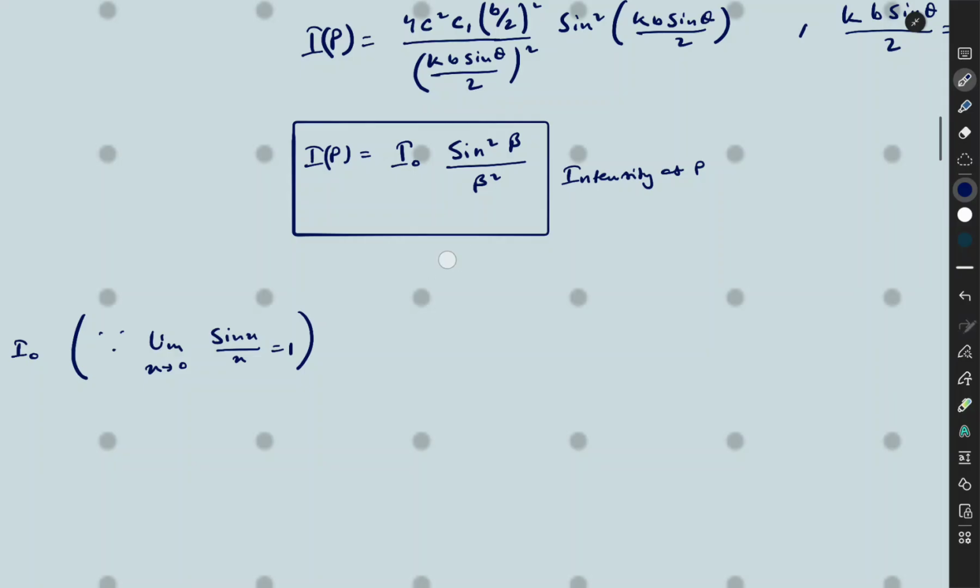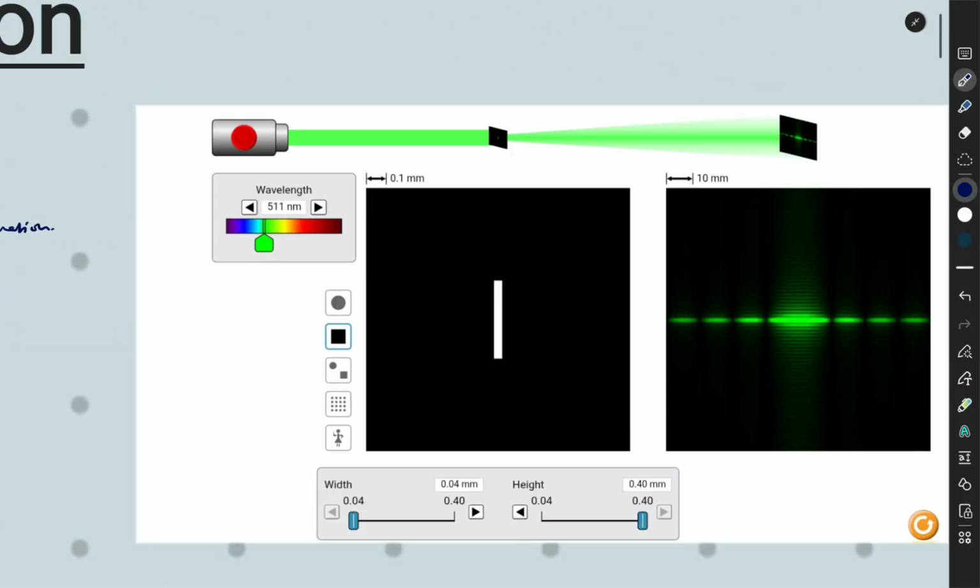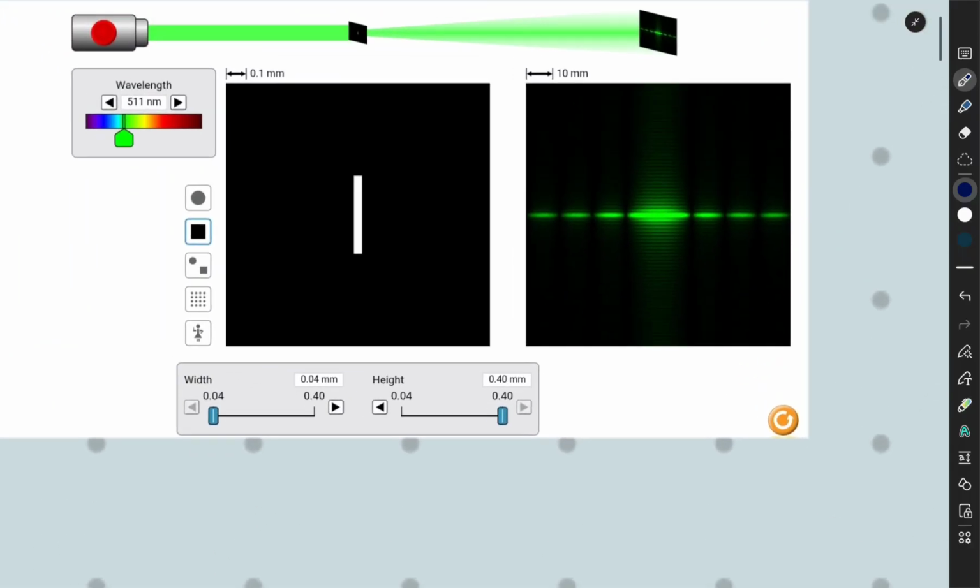By using calculus to integrate all their contributions, we derived the complete intensity formula, I of P equal to I naught sine square beta by beta square. This single equation perfectly explains our observation: the bright wide central maxima, the exact angular location of the dark minima, and the rapidly decreasing brightness of the secondary maxima. It is a complex wave that we see over here, which causes diffraction.